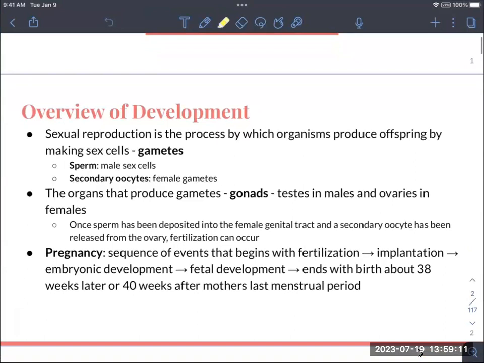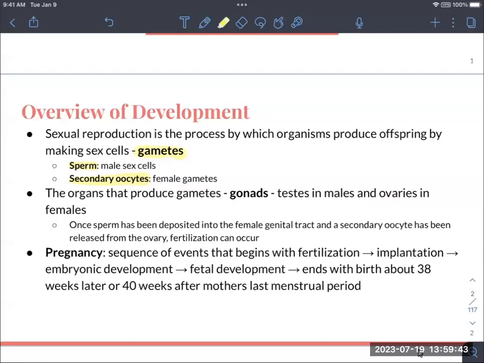So those gametes, that's those sperm and those secondary oocytes, they come from the testes and the ovaries. Millions upon millions of sperm get released into that female genital tract on ejaculation. Only a few can make it to that secondary oocyte that has been released from that ovary to be fertilized.